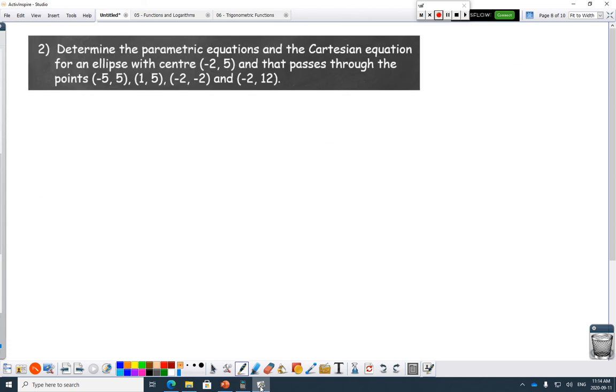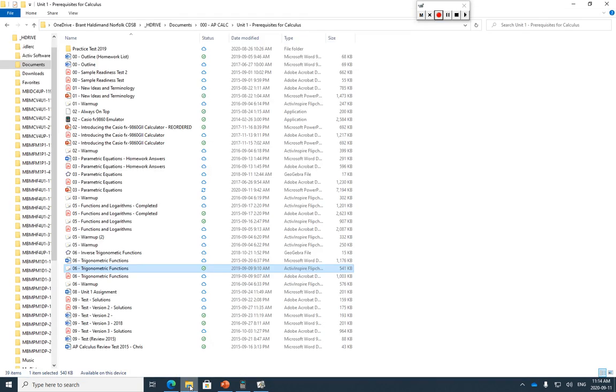Determine the parametric equations and the Cartesian equation for an ellipse. Okay, after seeing the last example, we're like, okay, I sort of have a feel for that. But now they're giving me the points instead. It passes through the points negative 5, 5, 1, 5, negative 2, 2. I need some help here. Hang on. I got to go find it.